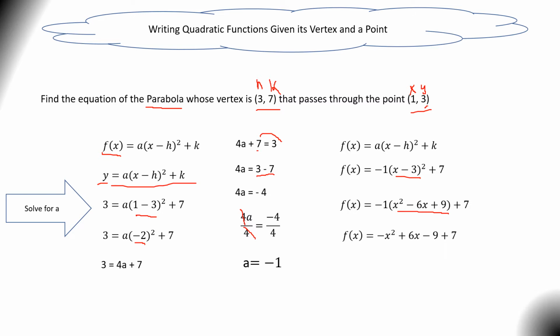Then by distributive property, negative 1 times x squared is negative x squared. Negative 1 times negative 6x is positive 6x. Then negative 1 times positive 9 is negative 9, plus 7. Okay, combine like terms: negative x squared plus 6x minus 2. Dahil negative 9 plus 7 is negative 2.